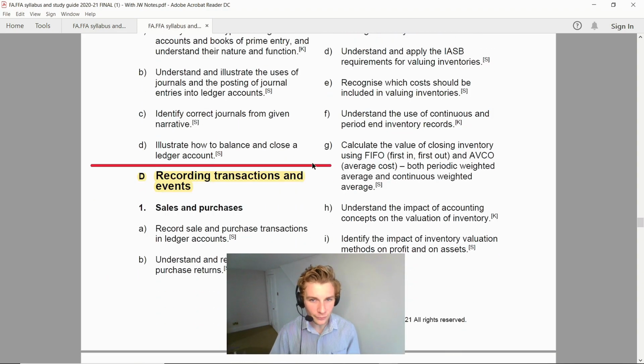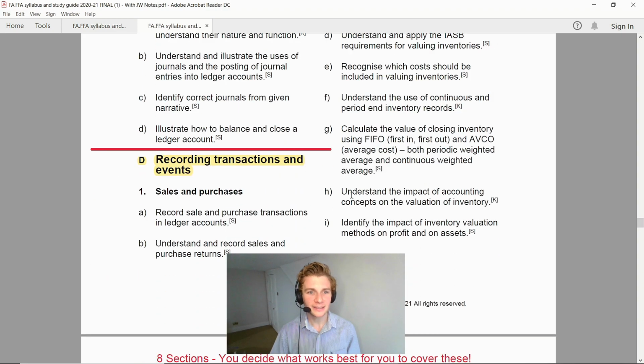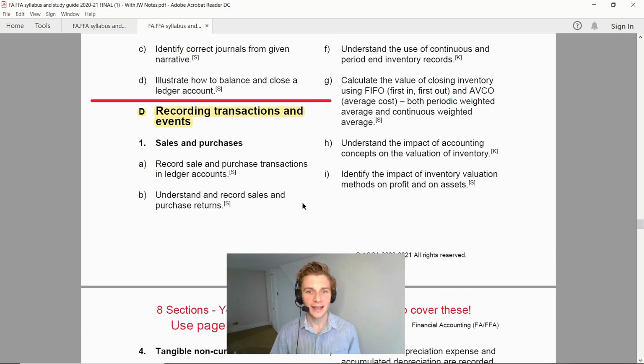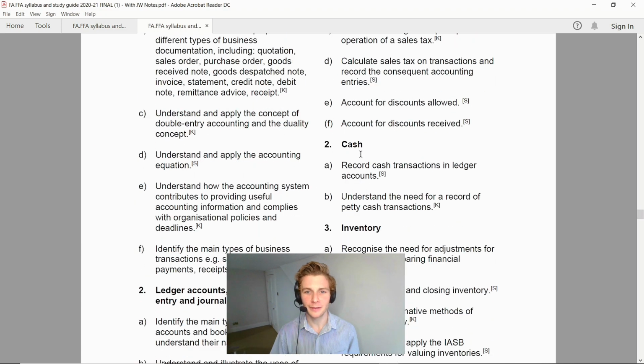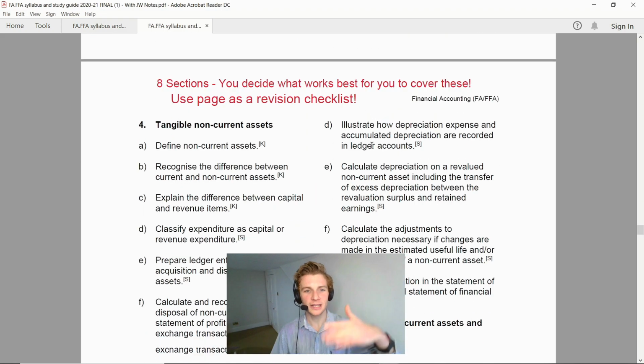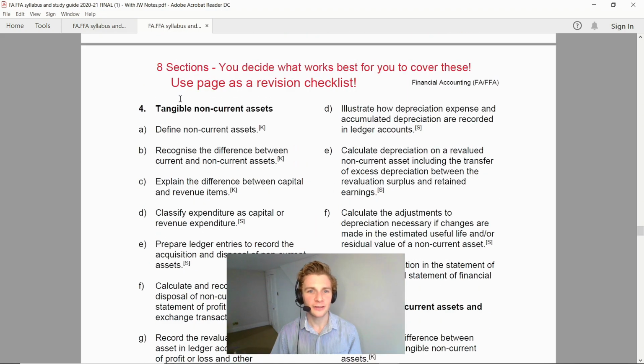So make sure you've got the little split on there from the line. So as you can see on here, you've got recording transactions and events. So number 1 is sales and purchases. And number 2, you have to scroll back up. There you go. There's cash, there's inventory, and then it goes on to the next page for number 4 for the tangible non-current assets. So don't get some of the sections mixed up. It could have been laid out a bit easier, I'll be honest. But if you just follow it nice and easy through, put in the lines that I've got on my checklist, then you'll be absolutely fine.